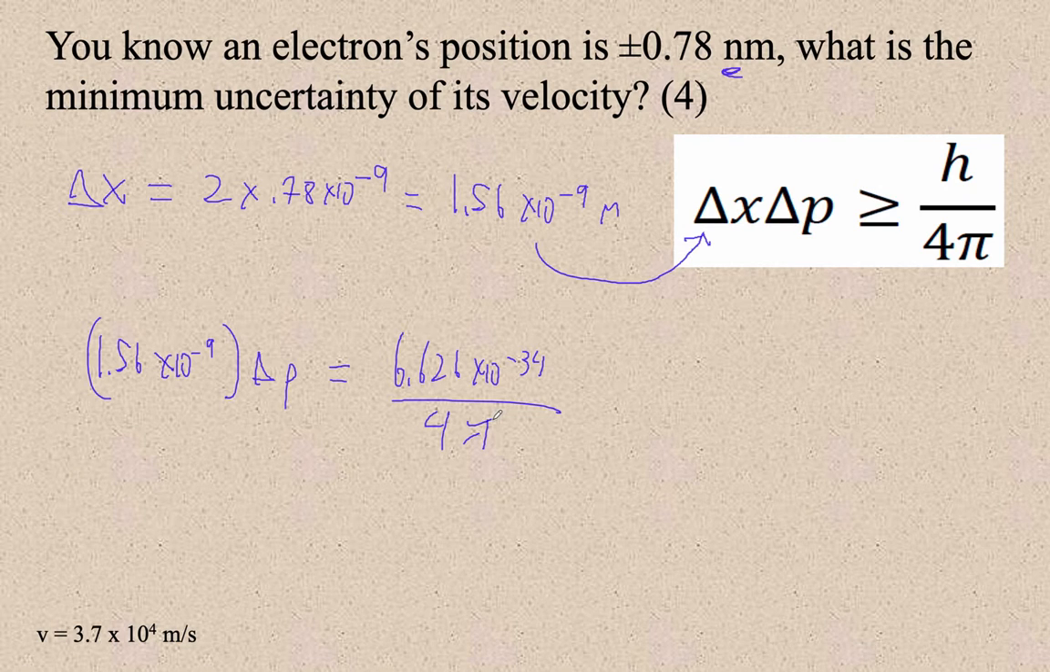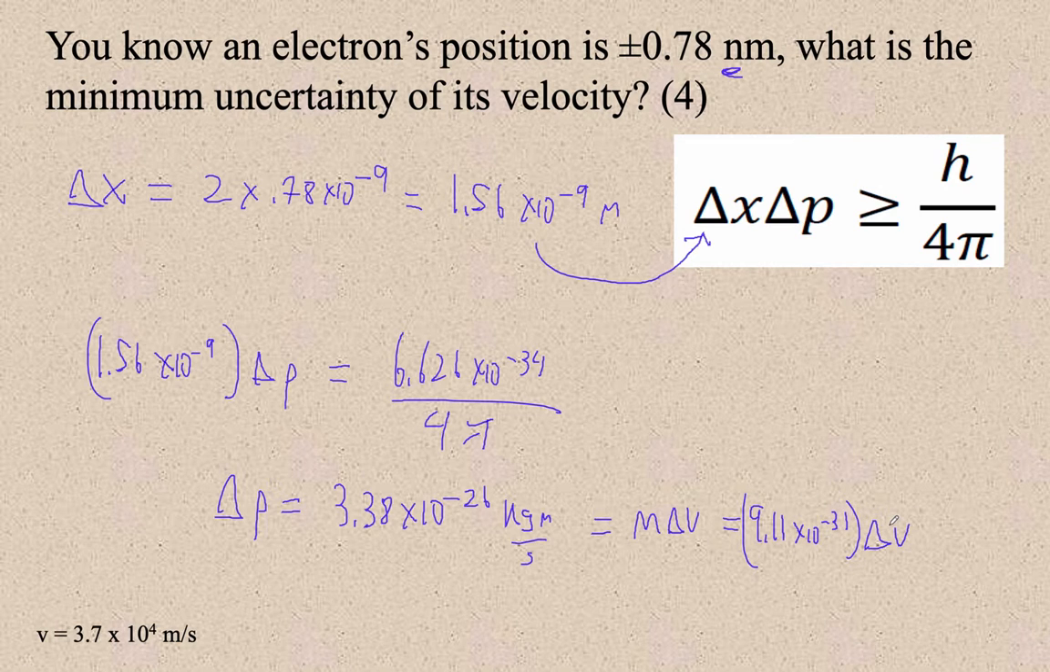Okay, there it is. So the uncertainty of the momentum of this poor thing is equal to 3.38 times 10 to the minus 26th kilogram meters per second. And that, of course, is equal to m times the uncertainty of the velocity. So 9.11 times 10 to the minus 31st times the uncertainty of the velocity. So I divide the number I just got by the mass, 9.11 e minus 31.